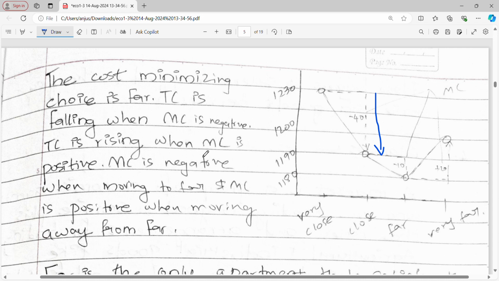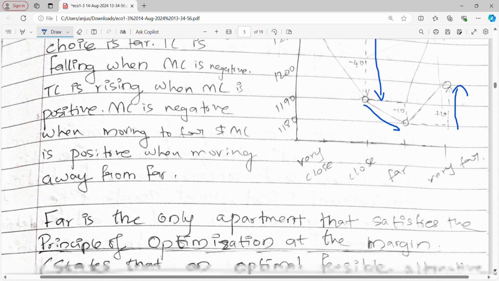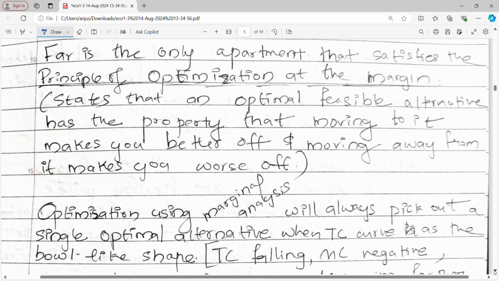When total cost is rising, then MC is positive. So here also, when it moved from close to far, the total cost decreased from 1190, and the marginal cost was minus 10. When the marginal cost is positive, then the total cost is increasing. That is, from far to very far, the marginal cost increased by plus $20. Then the total cost also increased to 1190. Far is the only apartment that satisfies the principle of optimization. So that is what we discussed earlier.